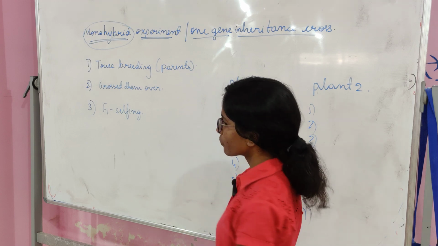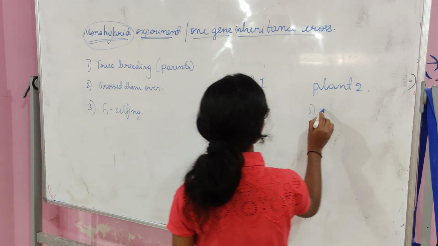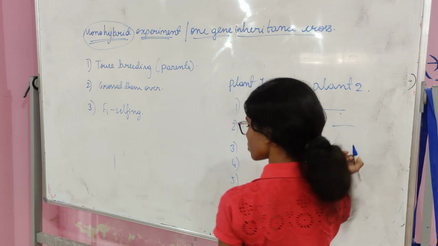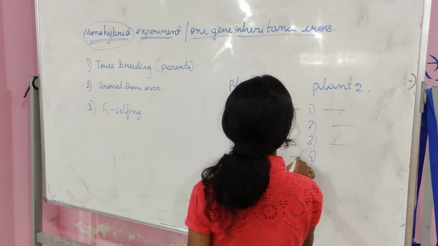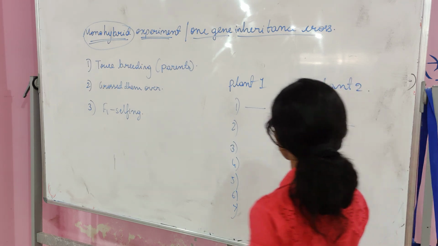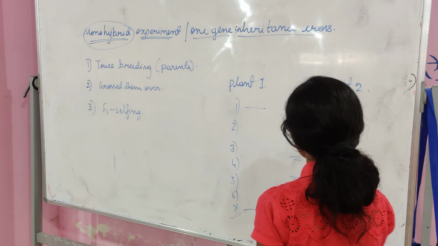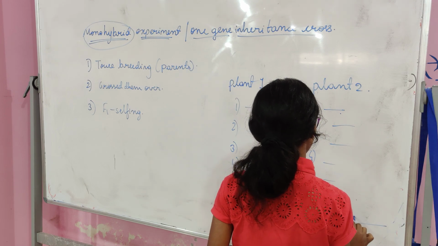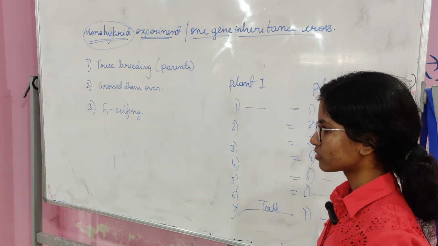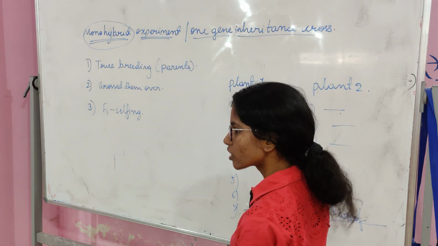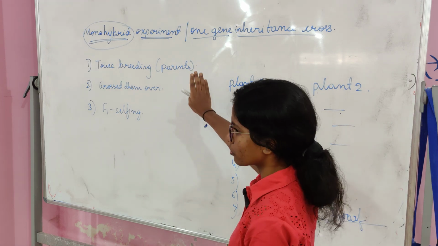1, 2, 3, 4, 5, 6, 7. So what he did is this character is equal to this character in this plant also. All are equal except one. So this one was different. Here it was tall and here it was dwarf. This is monohybrid, where all the characters are similar except one character. That is called monohybrid.